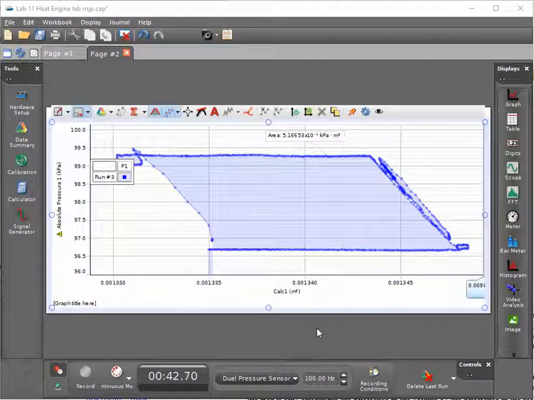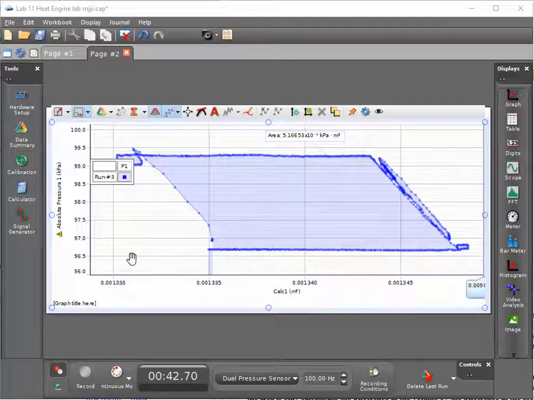This is a video showing how to correct the area for a thermodynamic cycle. I've previously collected data that shows a heat engine cycle. However, the bottom line extends slightly beyond my starting point on my graph.